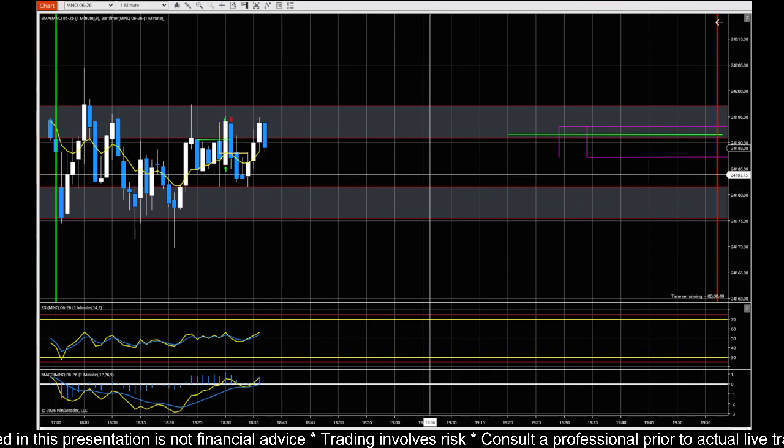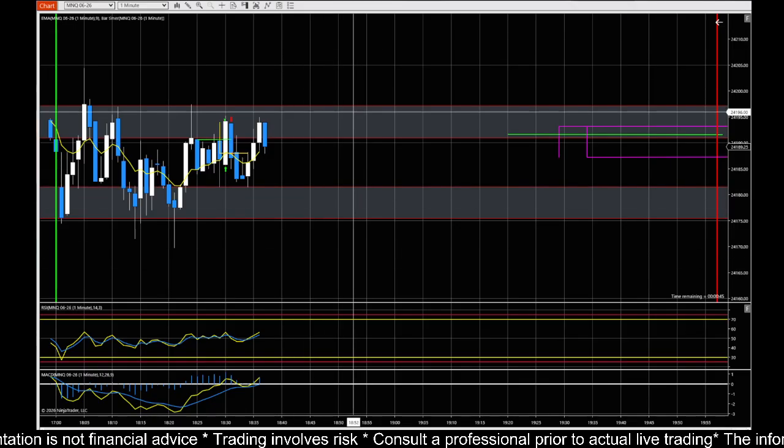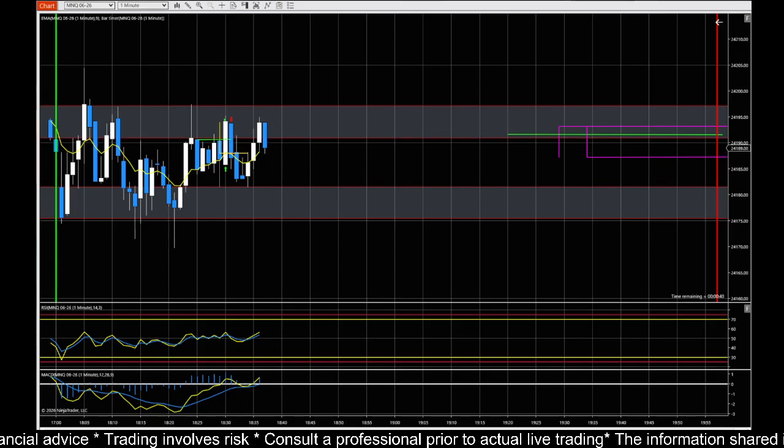All that we can do is hope that it can break down and get out of here, or break up and get out, but one way, break out and go somewhere. Otherwise, we're flat for the night, and that would be a travesty. But this is just something that we have to become accustomed to. This is just how it goes in trading.